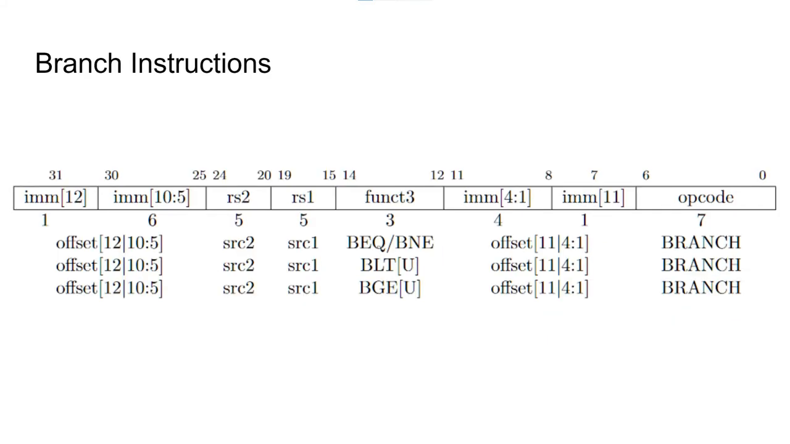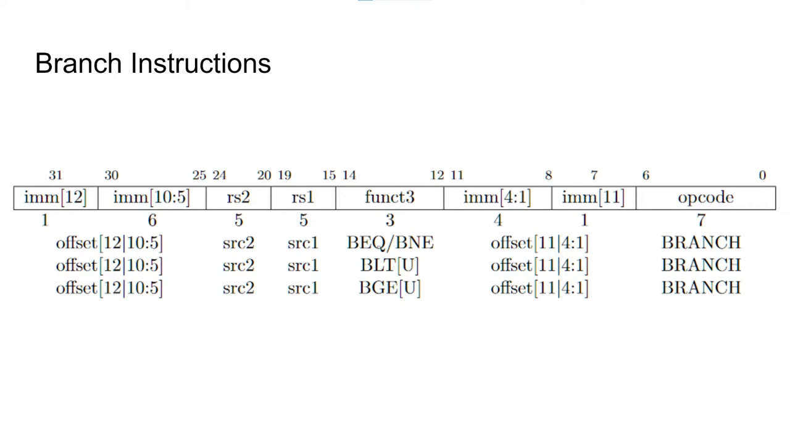Next are the branch instructions, which obviously use the branch, or B, encoding. These are used for conditional jumps. So, for example, your if statements will use branches. These don't store the return address, unlike the jump instructions. Instead, they take the immediate value, add it to the value in the program counter, and if the values in the registers RS2 and RS1 satisfy the condition of this specific branch instruction, you'll jump to that address.